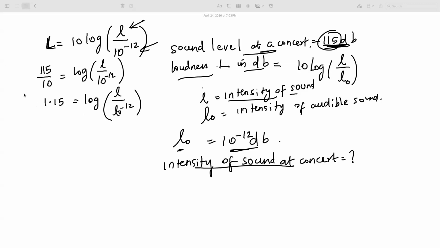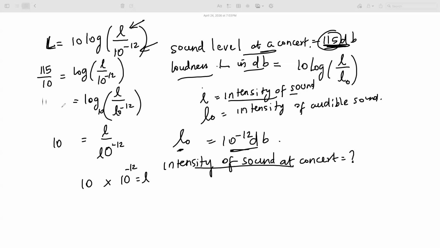Then what do we do? We have to remove the log, right? The base is 10, so 10 power of 11.5 will be equal to I by 10 power of minus 12. Multiply to that side: 10 power of 11.5 times 10 power of minus 12 equals I. What is the value of I you're getting? Wait, did I make a mistake? Is it 11.5 or is it 1.15? Yeah, it's 11.5, exactly, you are right. Good catch, really appreciate it.